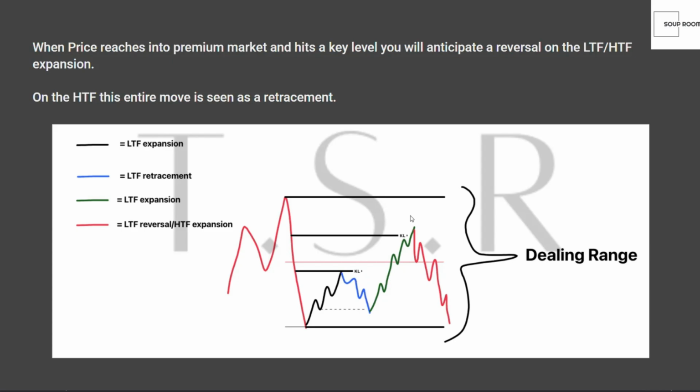However, eventually that key level is going to be broken through with a lower time frame expansion to then head to a key level in the premium to then officially reverse with the high time frame aligned with the high time frame expansion. So essentially, this is all the low time frame retracement and low time frame expansion, and then followed by the high time frame expansion to the downside.